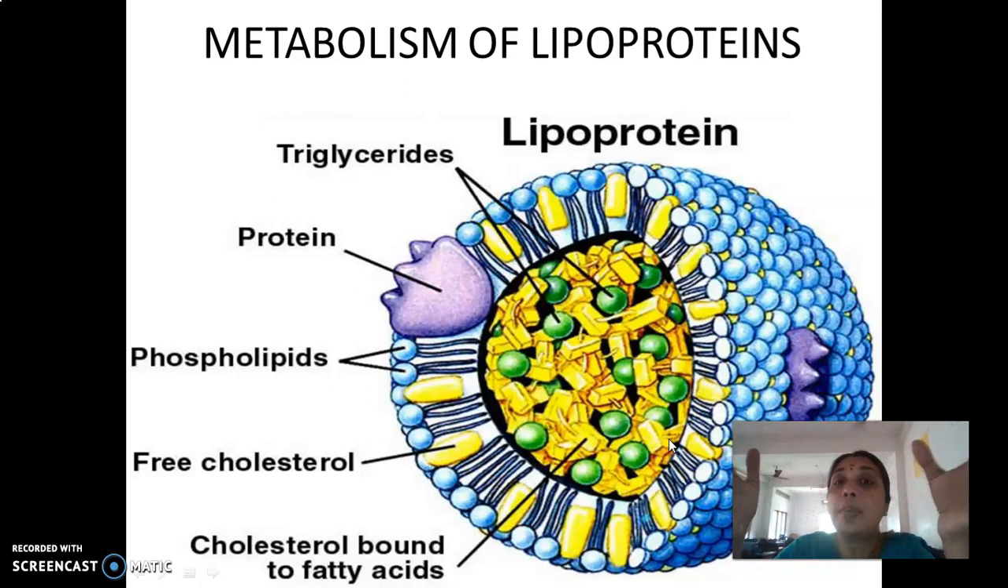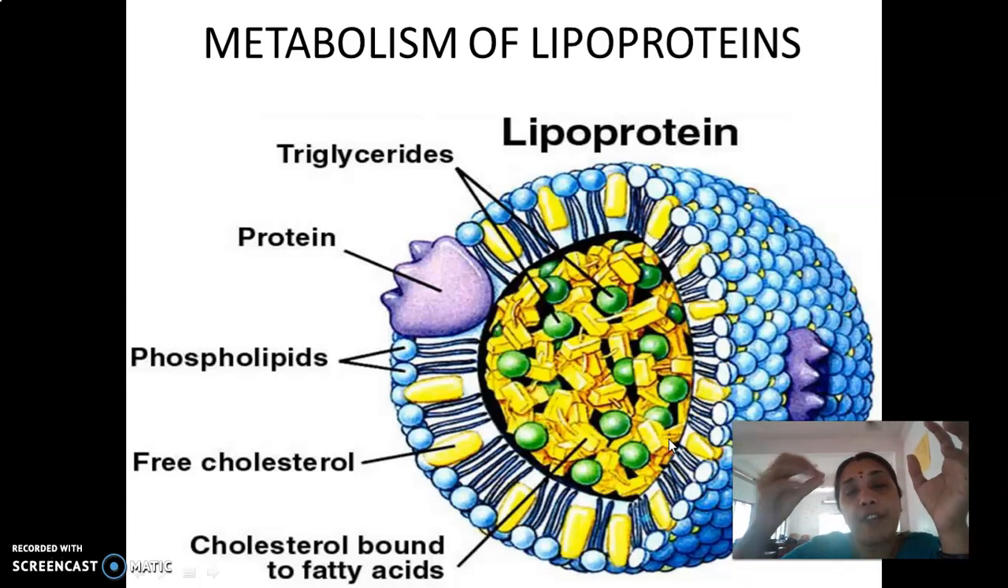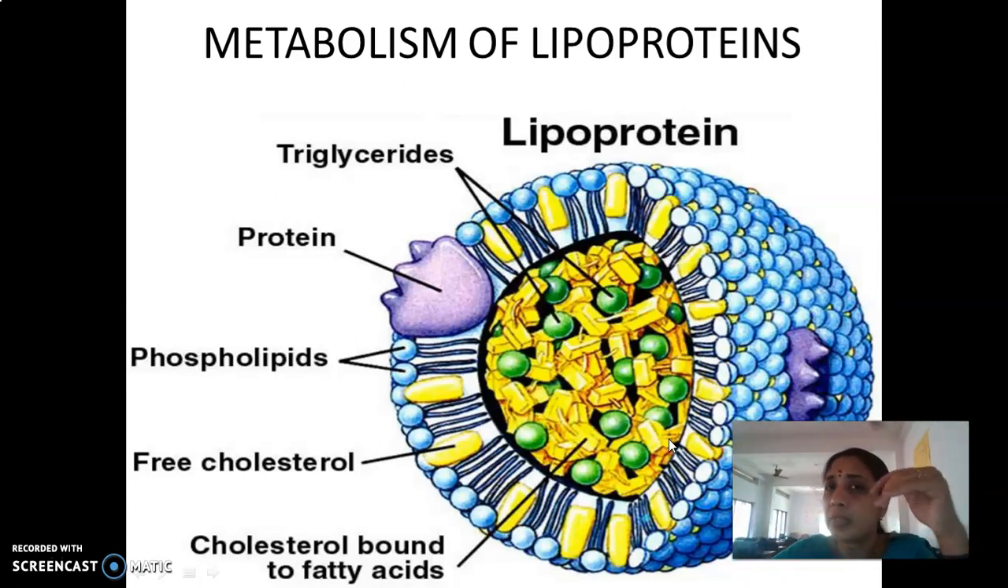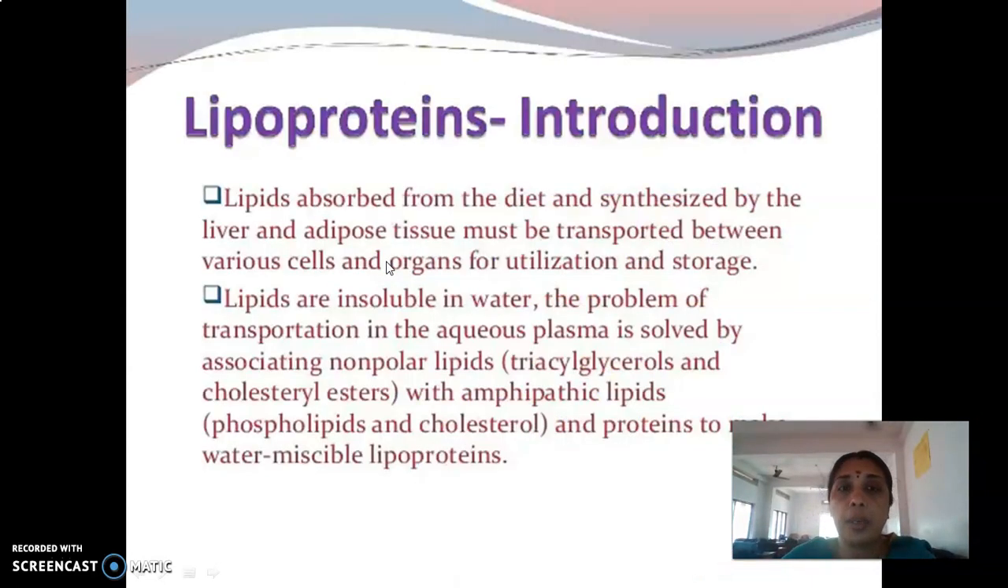Free fatty acids are not bound to any apoprotein. Clear? They do not have any apoproteins, but free fatty acids are loosely bound to the principal protein of the plasma, which is albumin. So since it is also bound to protein, we also group free fatty acids under the lipoproteins. But actually free fatty acid is not a lipoprotein. Clear? So that is the introduction of lipoproteins.